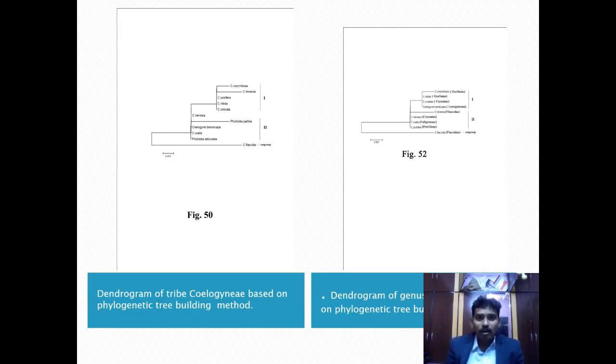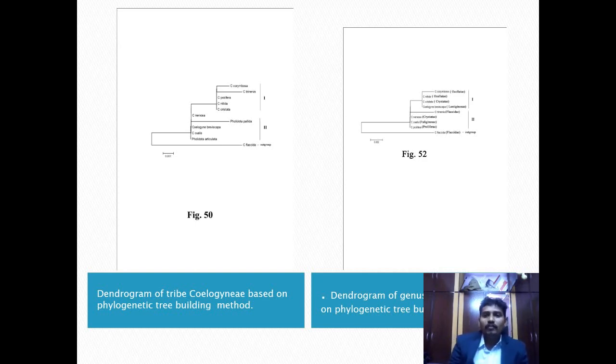Dendrogram of the tribe Coelogyne based on the phylogenetic tree building method. In this dendrogram, we had to find two clusters. One is Coelogyne corymbosa, Coelogyne trinervis, Coelogyne prolifera, Coelogyne nitida, Coelogyne cristata, and the second cluster is Coelogyne nervosa, Pholidota pallida, Coelogyne breviscapa, Coelogyne ovalis, and Pholidota articulata. Coelogyne flaccida is the outgroup in this figure.